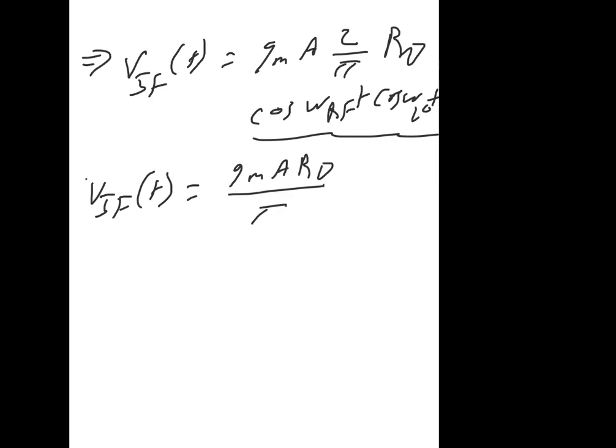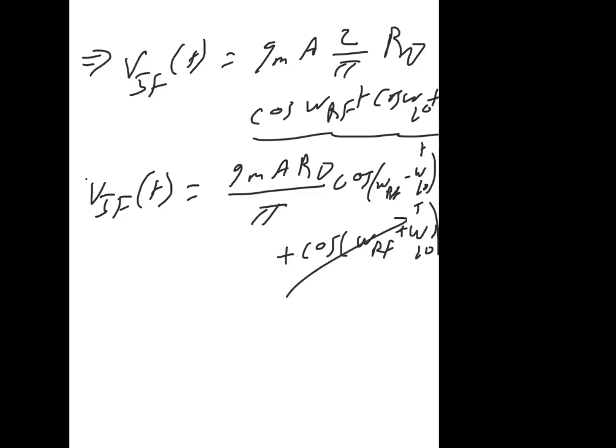over pi cosine WRF minus WRF local oscillator. Sorry, so it gives you cosine WRF minus W local oscillator of T plus cosine WRF plus W local oscillator of T.